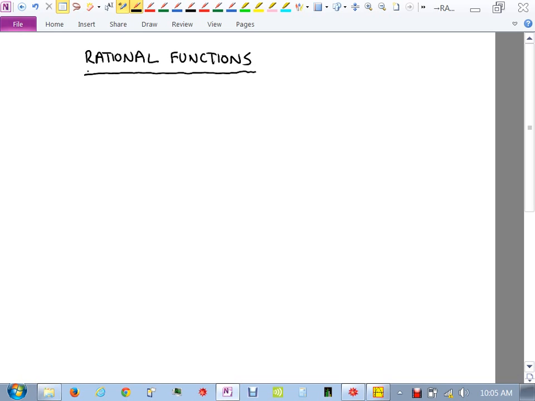Now, the word rational comes from the word ratio, so ratio should be making you think fractions, and in fact, that's what it is. So anytime you have a function that is equal to a polynomial, which is what we just studied, right, divided by another polynomial, you have then what is called a rational function. That's it. That's the definition.